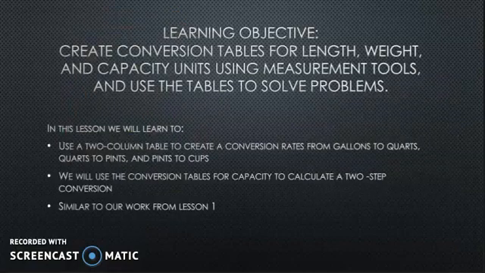Today we're going to continue with the same objective as Lesson 1, creating conversion tables. But today we're going to be working with capacity units. Capacity measures liquid, so we will be using a 2-column table to create conversion rates from gallons to quarts, quarts to pints, and pints to cups. By the end of the lesson, we will be solving problems where we will need to calculate a 2-step conversion with word problems. Are you ready, friends? I know it. We've got this.